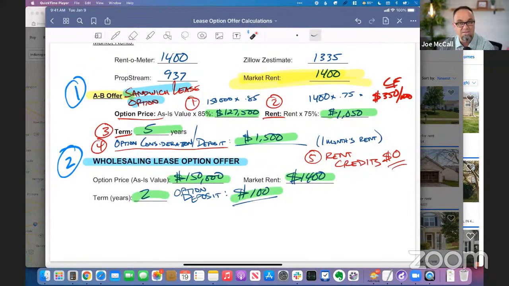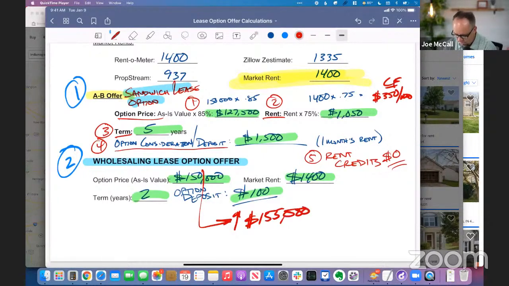Then you can do the wholesaling lease option offer or the assignment. I'll give the seller whatever price they want. I'll give them the market rent and I'll put just maybe 10 to $100 down. Now, how do I make my money on this thing? That's real simple. I make my money by bumping the price up. I'll advertise it for $155,000, and I keep that $5,000 as my assignment fee. And I'm done and I'm out of the deal. That makes sense? That's a great way to make a quick buck.